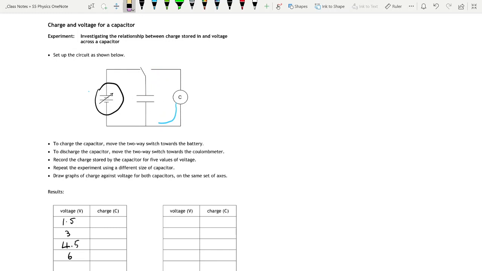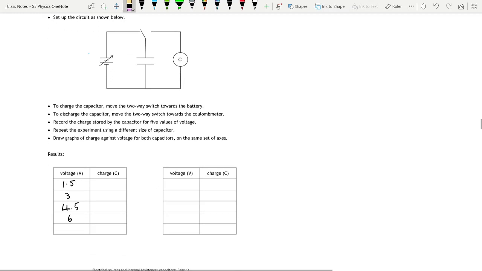So we're going to charge the capacitor. And to do that, you move the two-way switch towards the battery, so the way that it is in the diagram. And then we wait a few seconds for it to fully charge. Then you discharge the capacitor by moving the switch towards the coulomb meter, so basically changing the switch so it's there. And that means it will discharge through the coulomb meter, and the coulomb meter will then tell you how much charge was stored in that capacitor. And you record the charge stored by the capacitor for 5 different values of voltage.